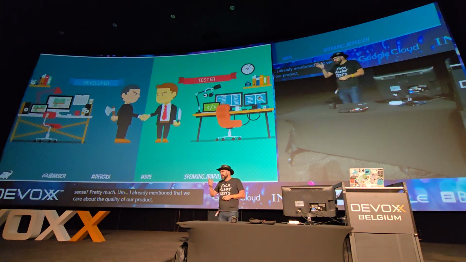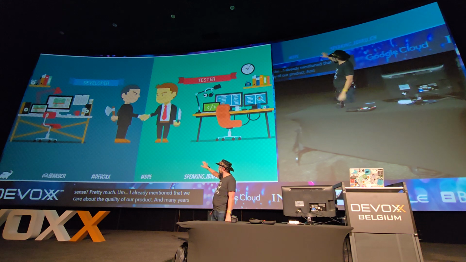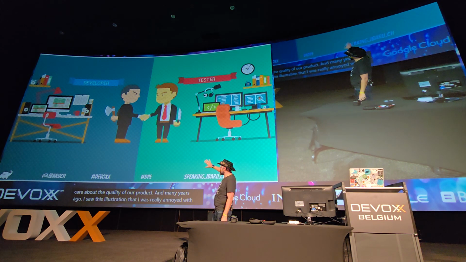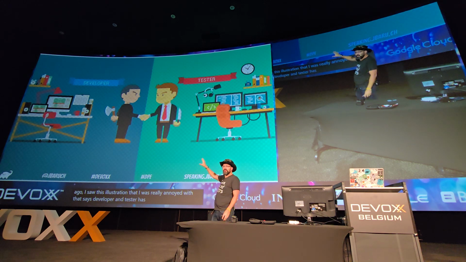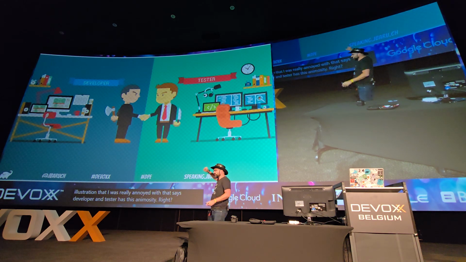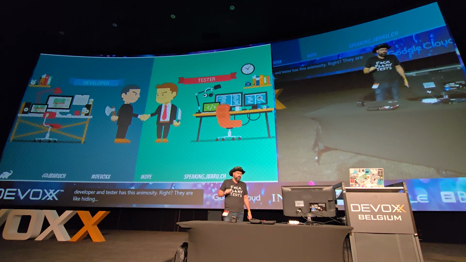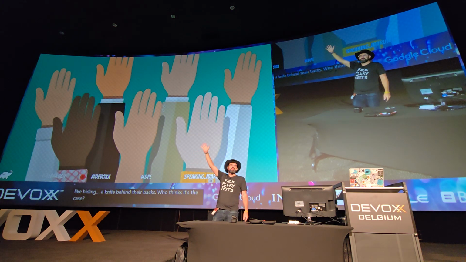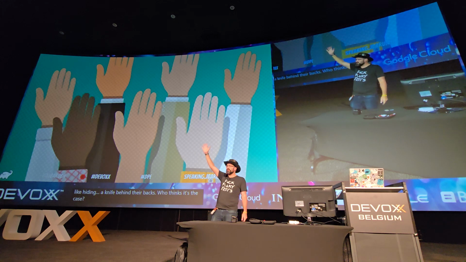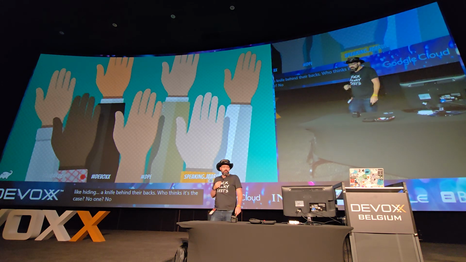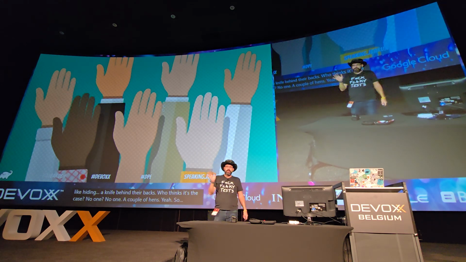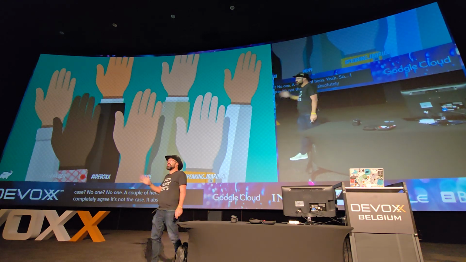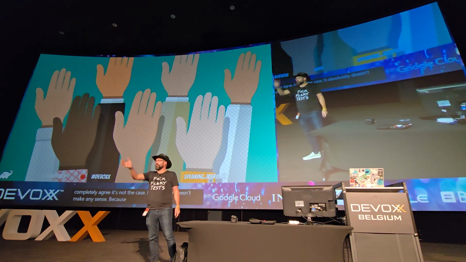And many years ago, I saw this illustration that I was really annoyed with. It says like developer and tester have this animosity, right? They are like hiding a knife behind their backs. Who thinks it's the case? No one? A couple of hands. Yeah. So I completely agree. It's not the case. It absolutely doesn't make any sense because we do care about quality, right?